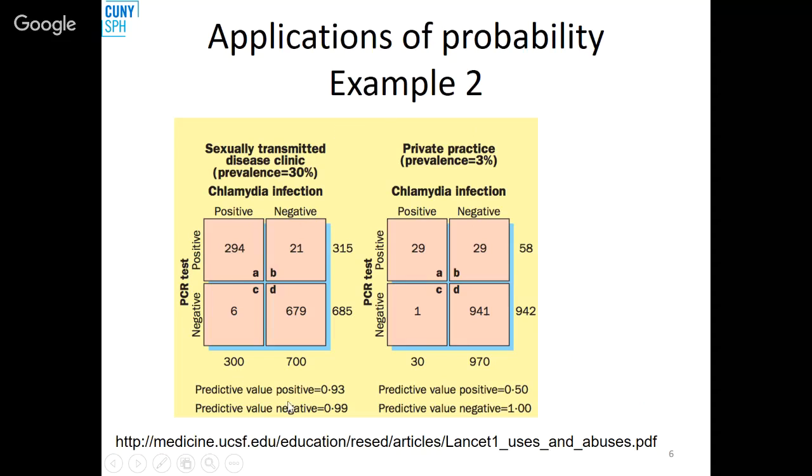And how it changes, though, depends on this prevalence. So in the private practice, with only 3% prevalence, you come out with a positive predictive value of only 50%. So it's quite a bit worse. Now, if you receive a positive test, there's only a 50% chance that you have the infection, whereas the negative predictive value is very, very good. It's approaching 100%.